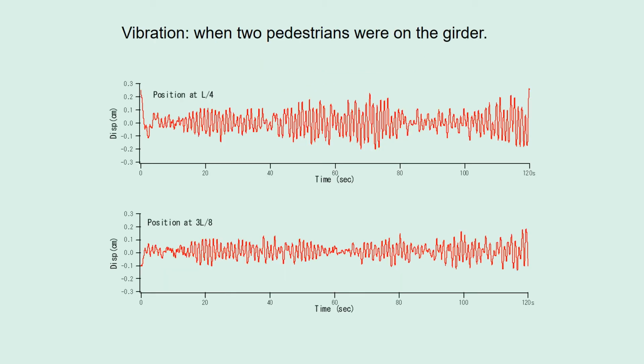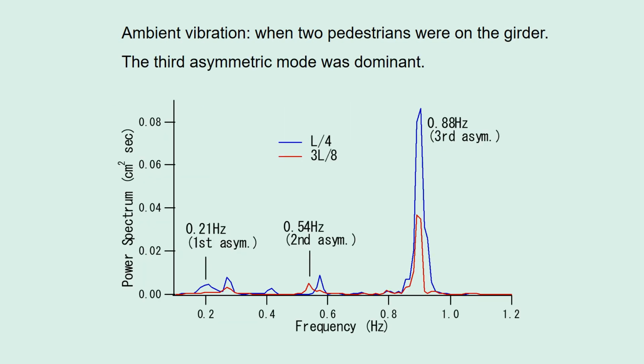Just after 8 a.m., two people came and crossed the bridge. Still, the amplitude is very small. However, the power spectrum is totally different. There is a sharp peak at 0.88 Hz, which corresponds to the third asymmetric mode. Only two people changed the dynamic behavior of this 320-meter long bridge. It's very interesting.